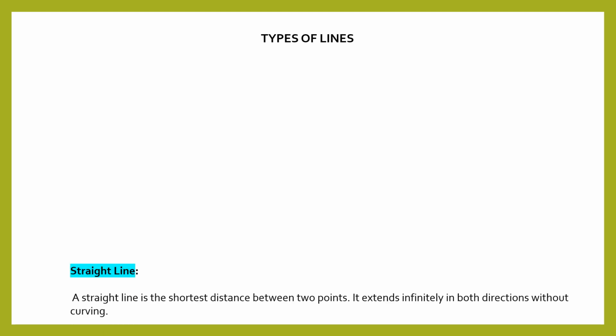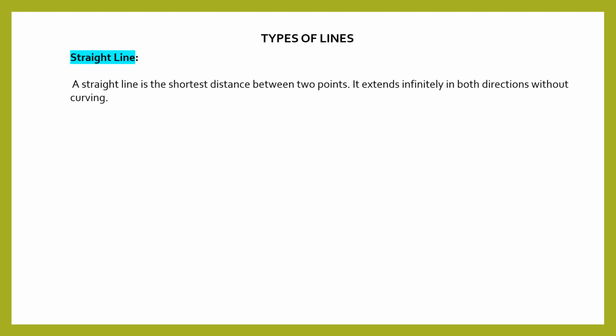Let us now understand the different types of lines. We will start with the straight line. A straight line is the shortest distance between 2 points. It extends infinitely in both directions without curving. In the figure below, A and B are 2 points through which the line passes.